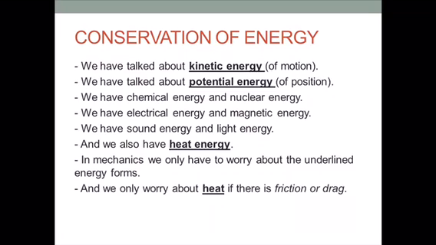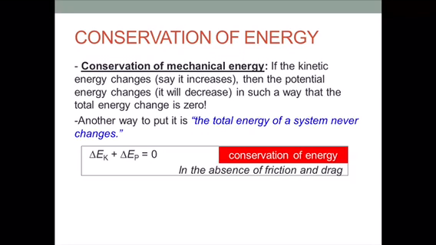In mechanics, we need to worry about only the underlying energy forms, which are kinetic, potential, and heat. Other ones will appear later, and we only worry about heat if there's friction or drag. If the kinetic energy changes, let's say it increases, then the potential energy also changes. It will decrease in this situation in such a way that total energy change is zero. This is called conservation of mechanical energy. Another way to put it is the total energy of a system never changes.